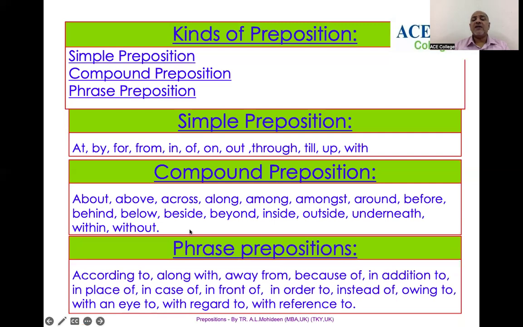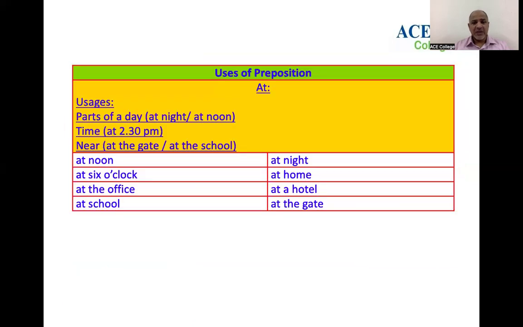And you need to have an understanding about phrase prepositions. These are more than a word, so two words or three words. If you add "with" and then use it as a preposition, these are called phrase prepositions: according to, along with, away from. I will discuss the meaning for you and also how to apply these words in sentences. I will discuss this subject one by one. That is our subject.